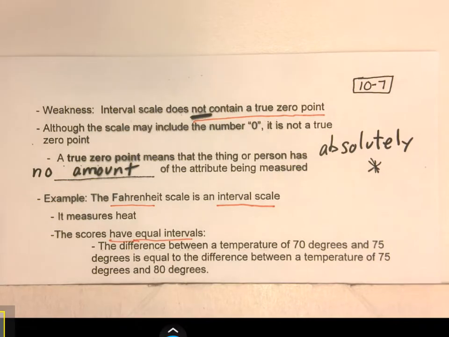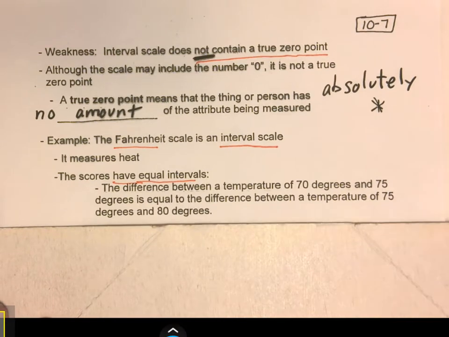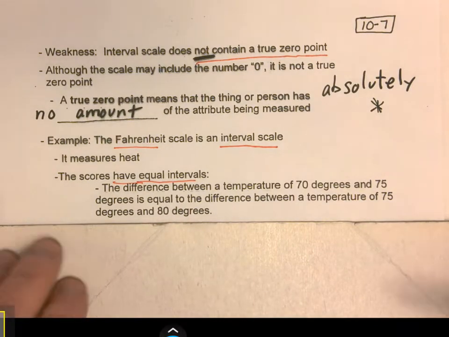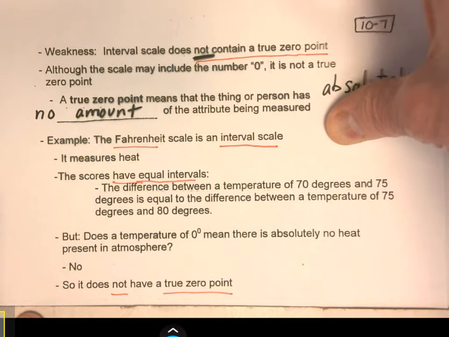Here's an example of something that's on an interval scale and does not have a true 0 point. It's the standard example, and that is the Fahrenheit scale that's used to measure temperature. The Fahrenheit scale is on an interval scale. It measures heat. Most researchers believe that the scores on the Fahrenheit scale do have equal intervals. The difference between the temperature of 70 and 75 degrees is about equal to the difference between the temperature of 75 degrees and 80 degrees, but the Fahrenheit scale does not have a true 0 point.